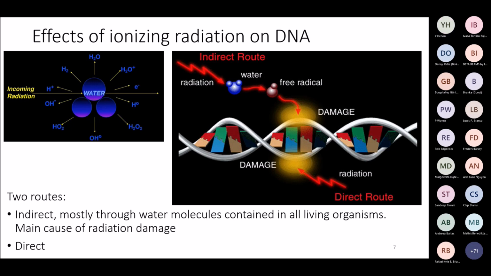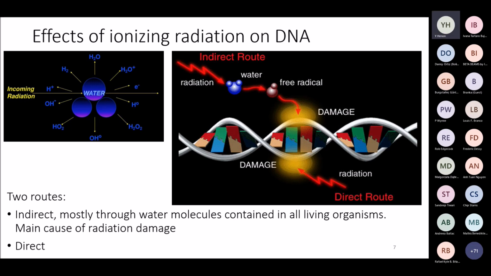So DNA, how is the DNA affected? Well, when you bombard a cell with radiation, there are two routes. One possibility is the direct route by which the radiation will directly hit, let's say, the DNA molecule, and several modifications will ensue. However, this is not the main route. The main route is indirect.